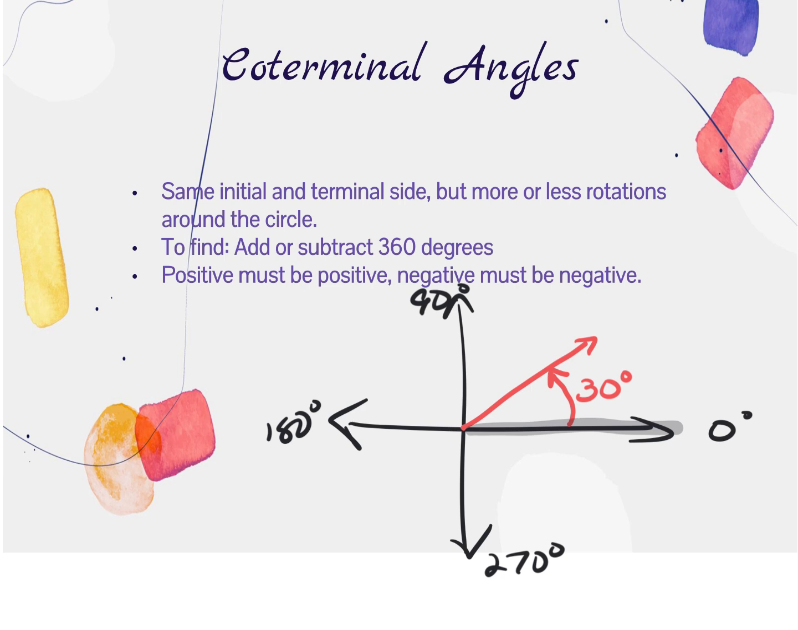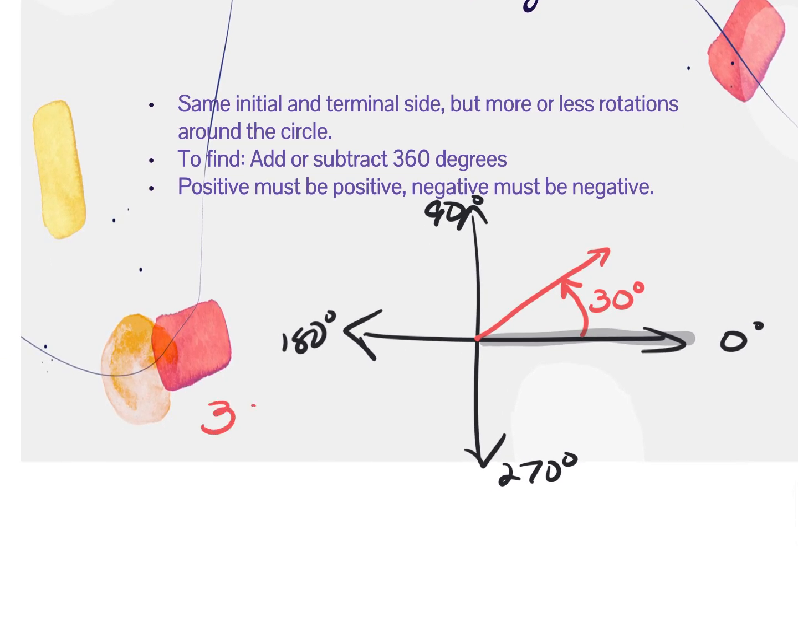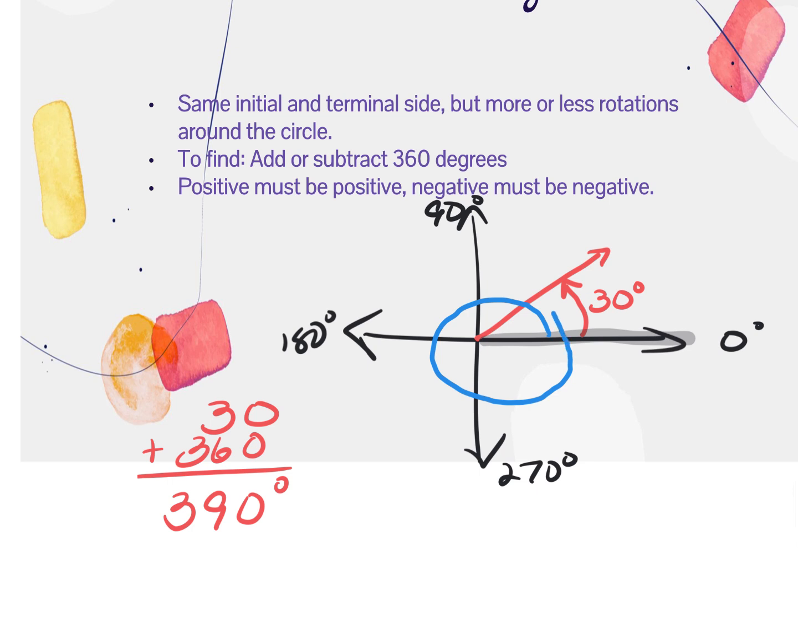And let's say I want to find a positive coterminal angle to my 30-degree angle. So what I need to do is take 30. To get a positive coterminal angle, I add 360. So that'll be 390 degrees. Remember, coterminal angles have the same initial and same terminal side. So for positive, I would start here, go around 360, and then 30 more, and there's my 390.